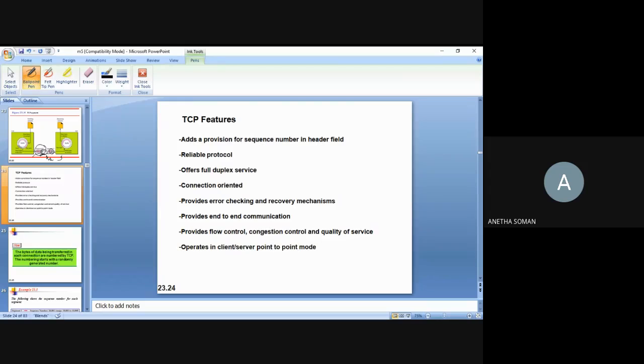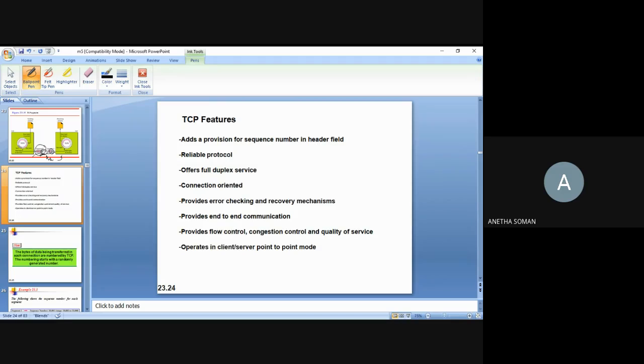Now the third one is that it offers full duplex service. That is what I just told. The data can flow in both directions at the same time. Now the fourth point is that it is connection oriented. Connection oriented means you require that a connection is there between two remote points, and that should be established before sending your actual data. If I want to deliver the data, the first thing is I want to establish a connection. A virtual connection is maintained between the sending process and the receiving process, right?